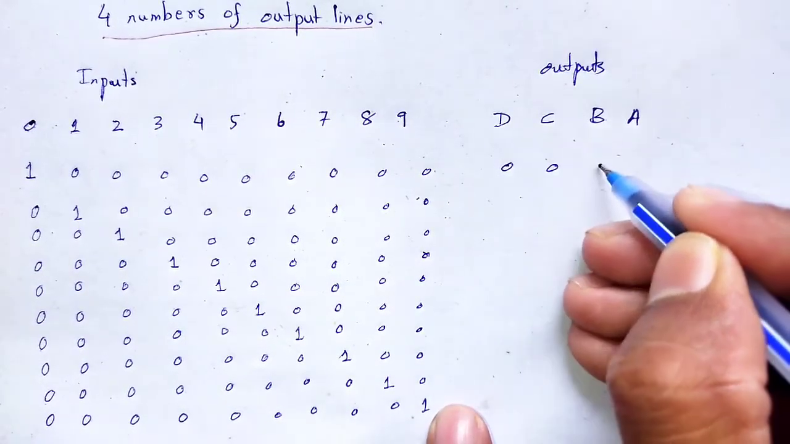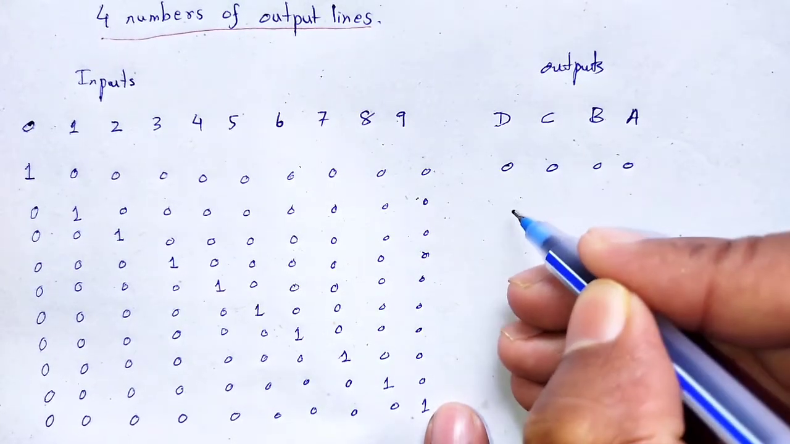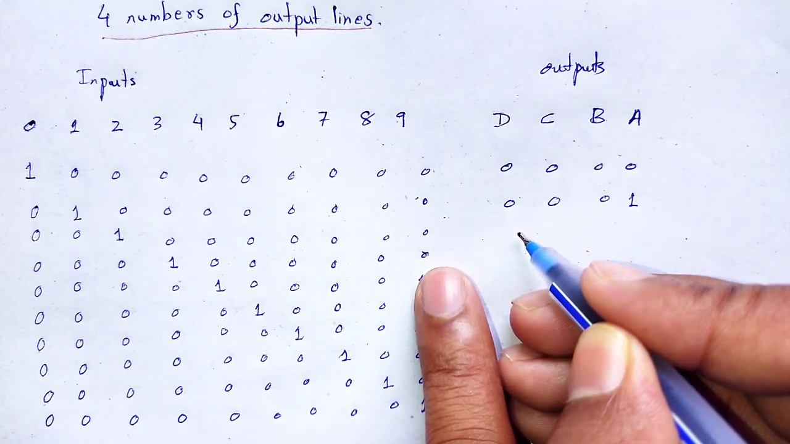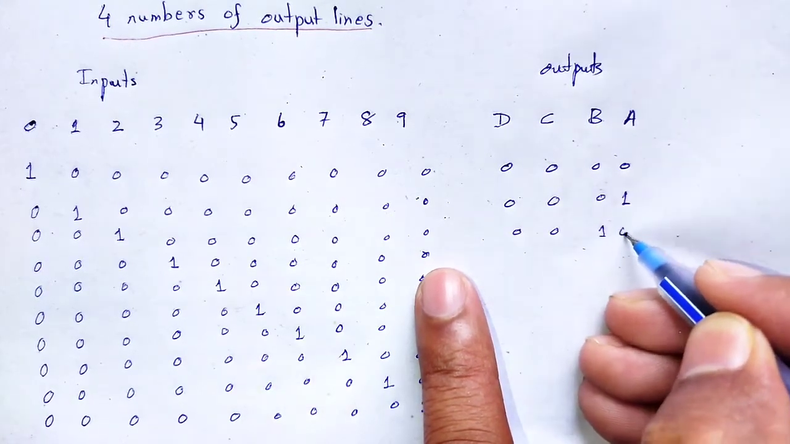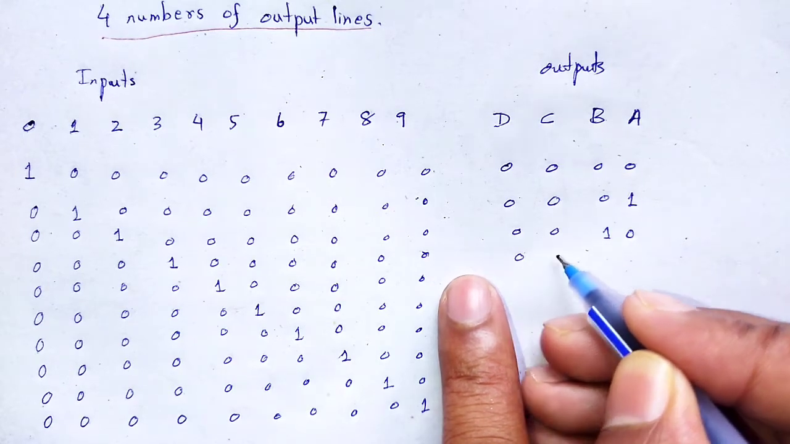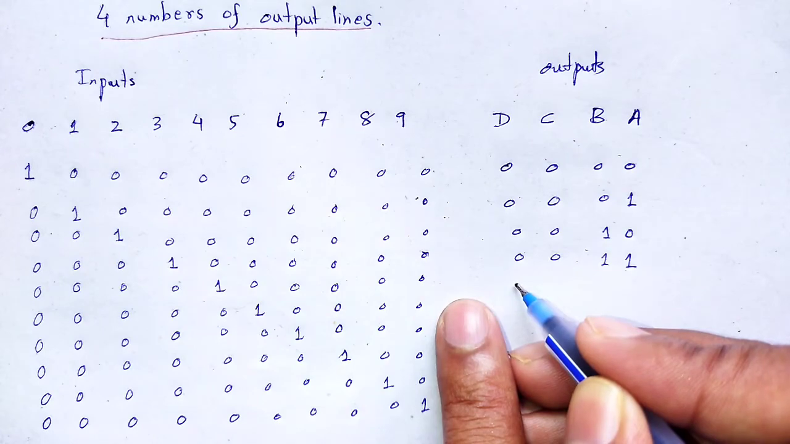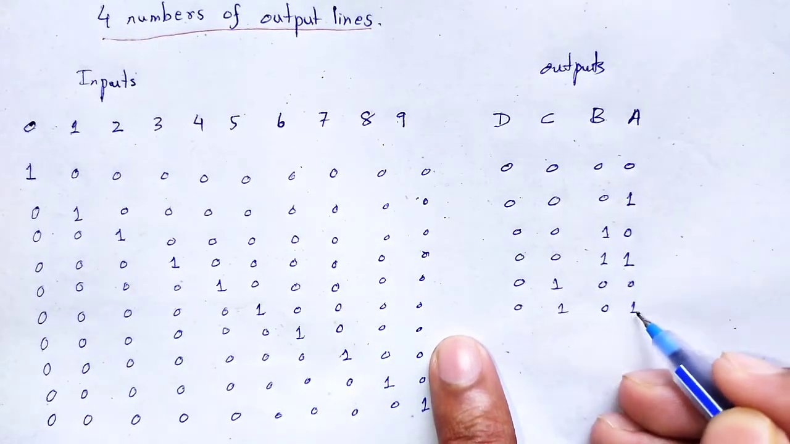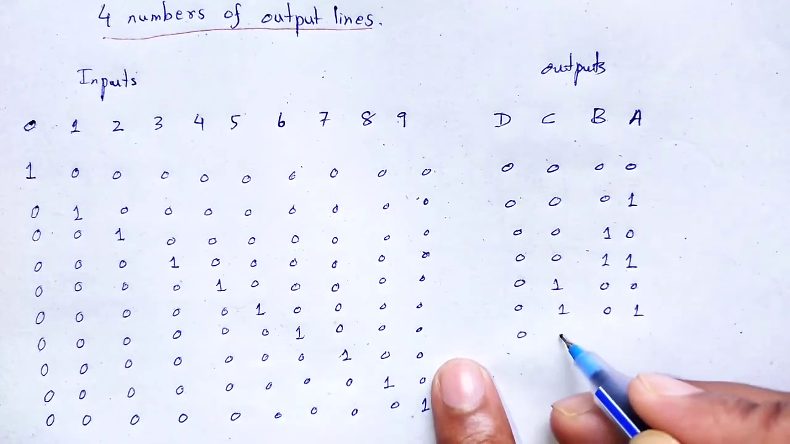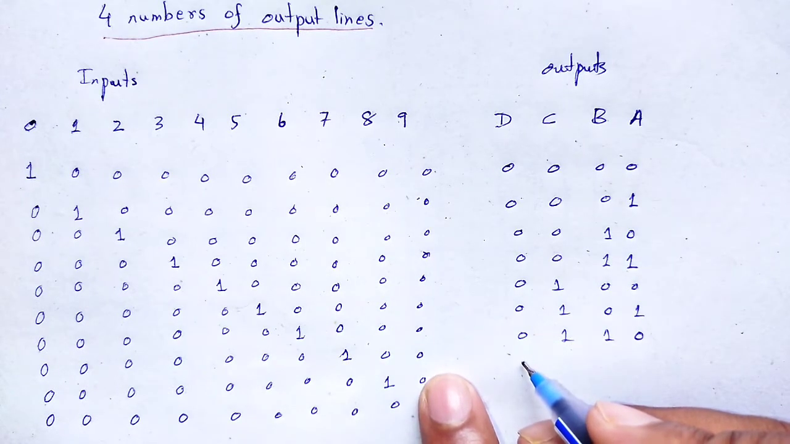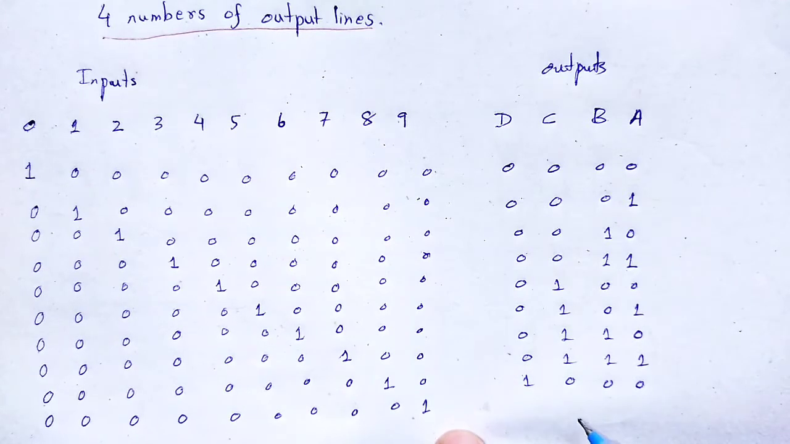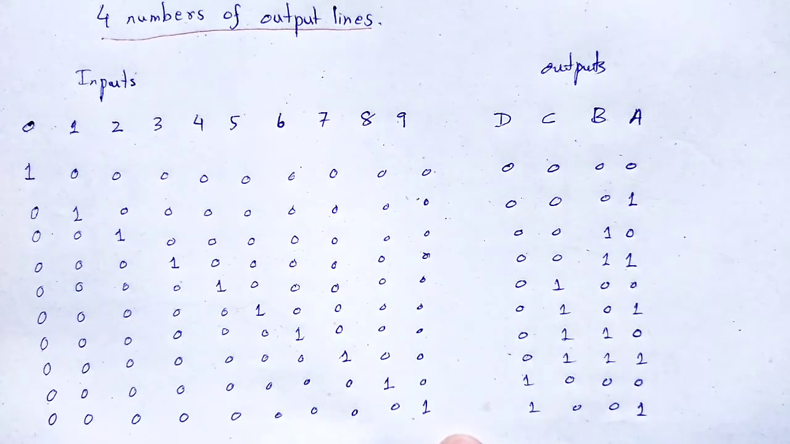It is written as 0 0 0 0, 0 0 0 1, 0 0 1 0, 0 0 1 1, 0 1 0 0, 0 1 0 1, 0 1 1 0, 0 1 1 1, 1 0 0 0, next 1 0 0 1. We stop at the 9th position.